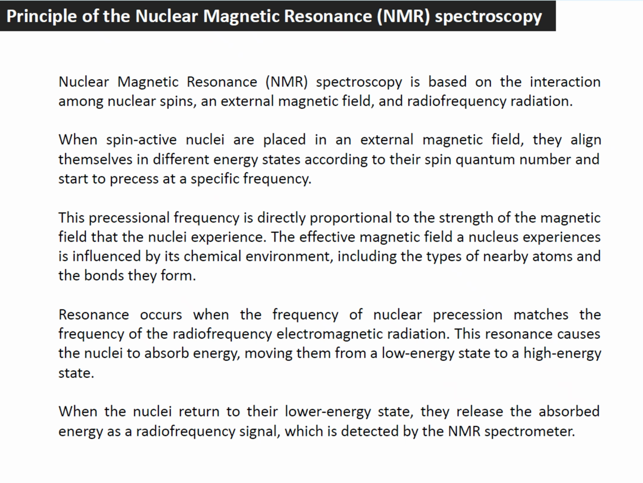If I put the basic concept as a principle, you can easily understand that NMR is based on the interaction among the nuclear spin, an external magnetic field, and a radio frequency radiation. When spin active nuclei are placed in an external magnetic field, they align themselves. You can see they have aligned themselves in different energy states according to their spin quantum number, and start to precess at a specific frequency. So what is the frequency? It depends on their chemical structure.